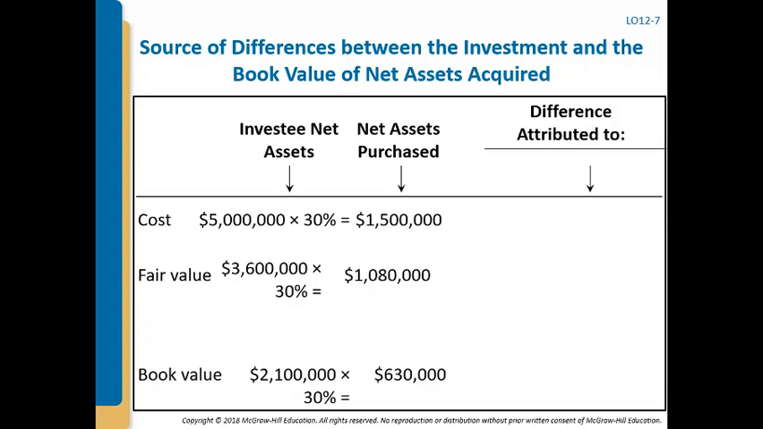As far as the cost, the book value of the net assets purchased is 3.6 million at the time of this investment. So United's portion of the book value is 3.6 times 30%, or 1,080,000. And so the implication here is that goodwill is 420,000.